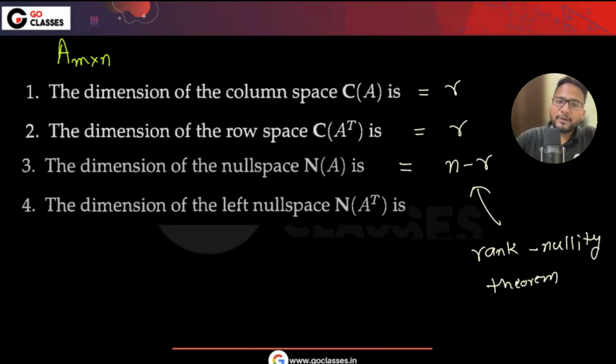Now, can anyone tell me the dimension of the left null space? Or maybe we also represent it as the null space of A transpose. Can anyone tell me this? This is going to be interesting and also a little tricky.